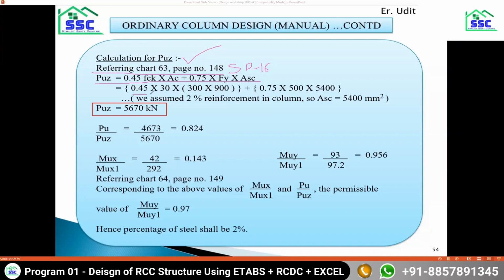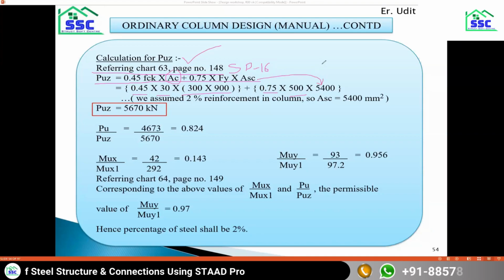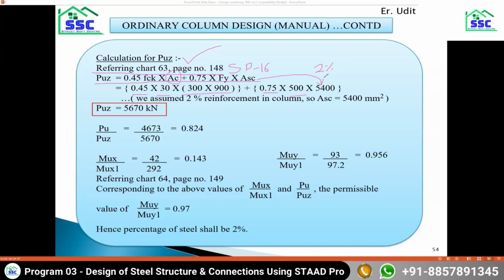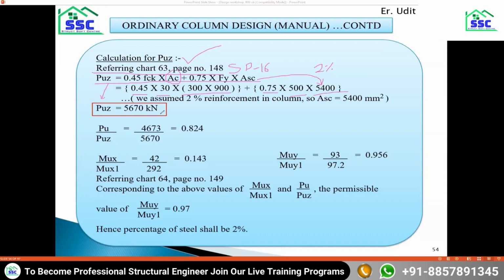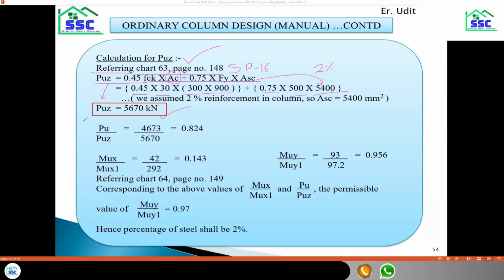So here 0.45 is the empirical factor. fck is our concrete grade. 300 by 900 is our size of the column. 0.75 is again an empirical factor. fy is 500 and Asc is calculated based upon the assumed percentage of steel 2%, and that is 5400. So if you input these values, you get the value of Puz as 5670 kilonewton. Now this Puz will be used to actually design our column subjected to biaxial bending.